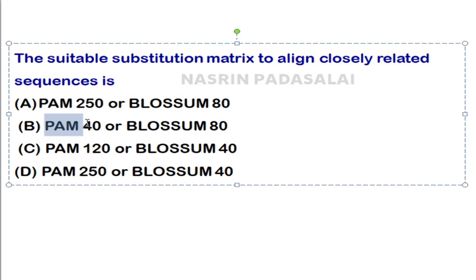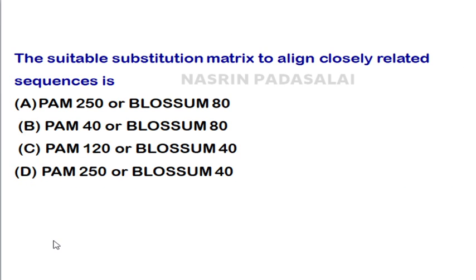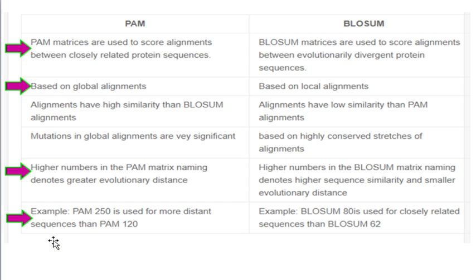That's why I have given PAM40. We can't use PAM250 for closely related sequences. We can use PAM250 for distantly related proteins. That's why a high number in PAM matrix naming denotes a greater evolutionary distance. That is, PAM250 is used for more distant sequences when compared with PAM120. So with BLOSUM, a high number in BLOSUM matrix naming denotes high sequence similarity and a small evolutionary distance. So both have opposite meanings, friends.